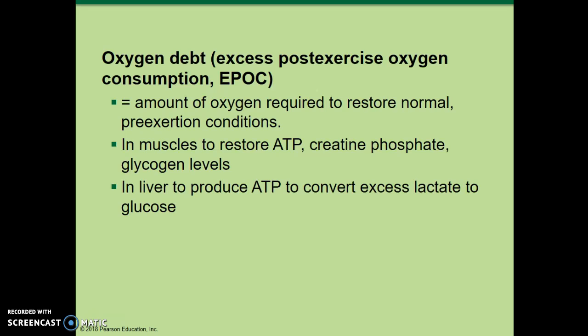Oxygen debt is the amount of oxygen needed to come back to normal. Coming back to normal in a muscle fiber means restoring the original amount of ATP. It's not a lot, but also restoring the amount of creatine phosphate and restoring the glycogen levels. And in the liver, it's producing ATP to convert that lactate back to glucose.